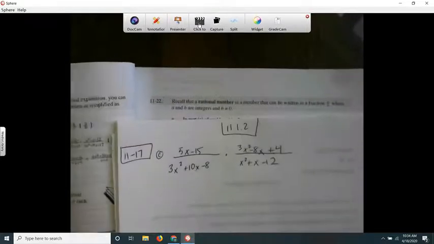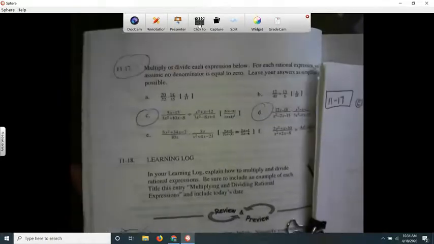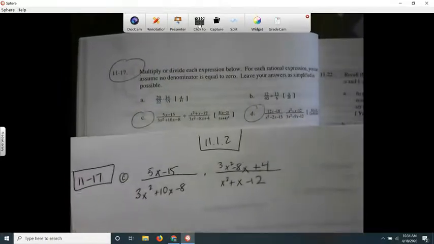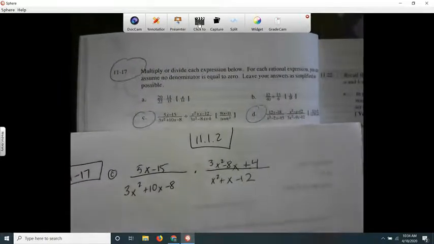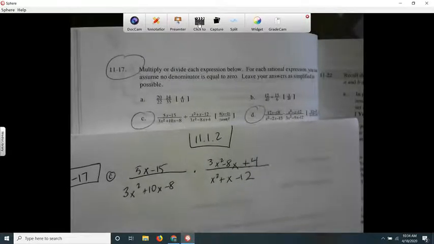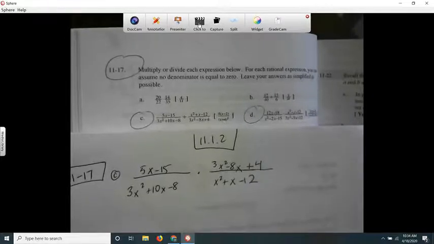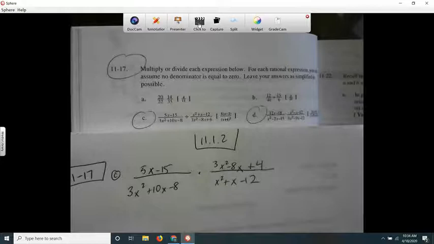simplify these. So the first one is a division problem, but when I wrote it on my paper, I wrote it down as a multiplication problem. I took the second fraction, because when you divide by something, that's the same as multiplying by its reciprocal. So I took the reciprocal of the second fraction and wrote it down. So I'm going to walk you through this.